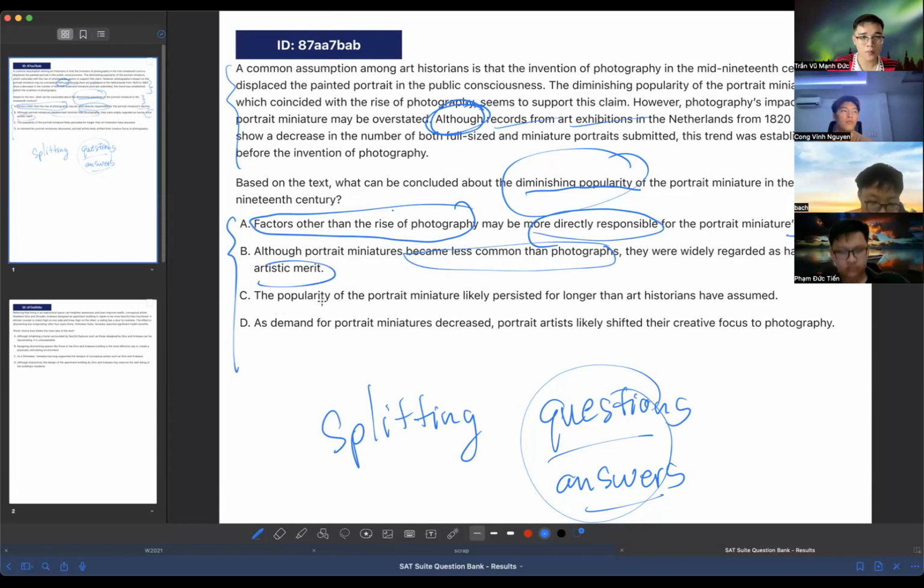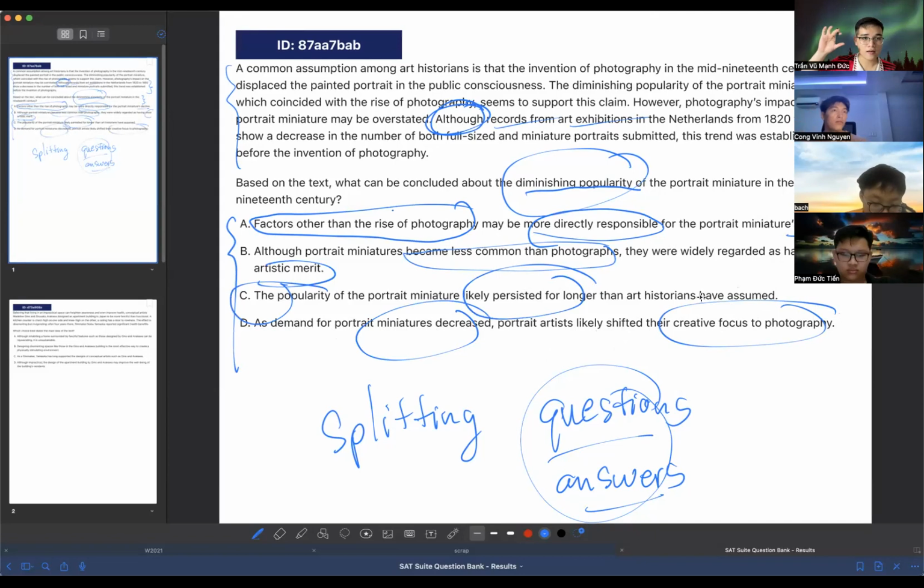And C, the popularity of the portrait miniature likely persisted for longer than art historians have assumed. So popularity persisted for longer. And finally, D: as demand for portrait miniatures decreased, portrait artists likely shifted their creative focus to photography. So here are the things that separate each of the options from another. So you circle them in.